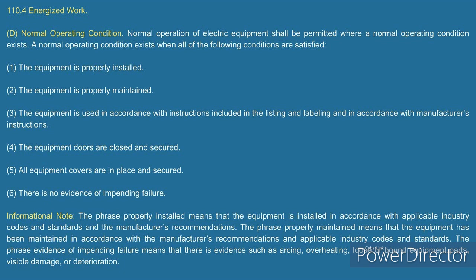Now, the next one says the equipment doors are closed and secured. All equipment covers are in place and secured. And the last one, there's no evidence of impending failure. I've had people say, well, if I walk past that piece of equipment, am I exposed to an arc? No, you're not, because it's operating under normal operating conditions. And I've had people ask me that over and over.